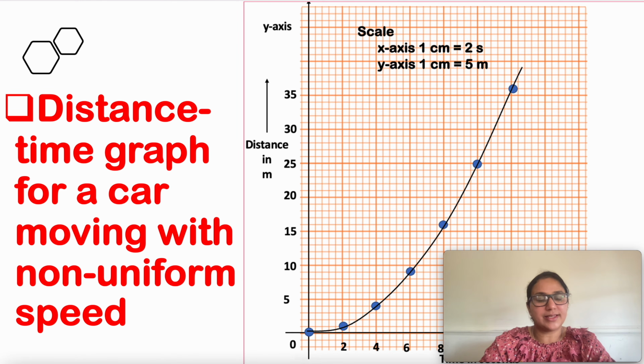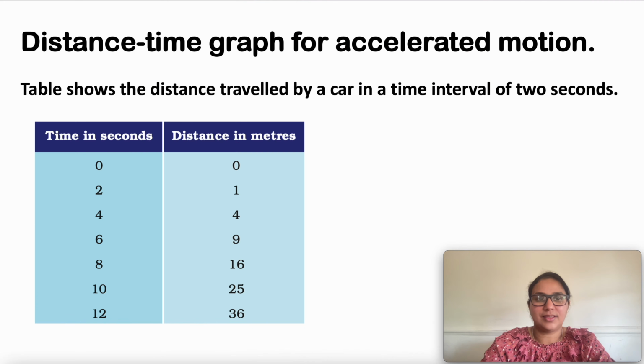Today we will be discussing distance time graph. To describe the motion of an object, we can use a line graph. So, distance time graph for accelerated motion.